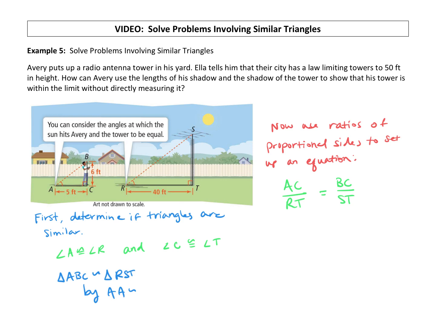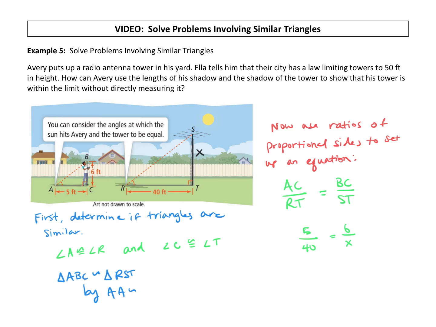So AC is 5. We're just plugging things in. I look at RT, that is 40. Set that equal to BC, which is 6, and ST, that's what we don't know. We'll just go ahead and use an X just to make it easier to solve. That's side length X. Now let's cross multiply and solve.